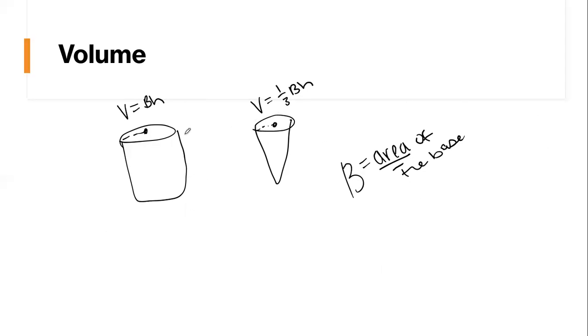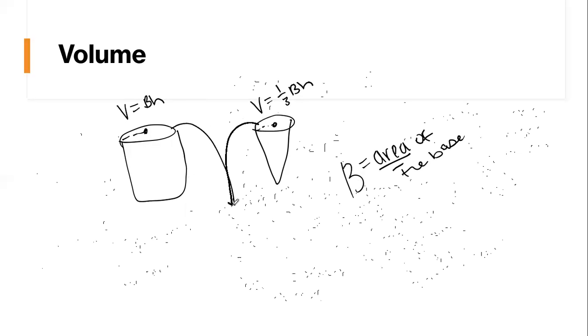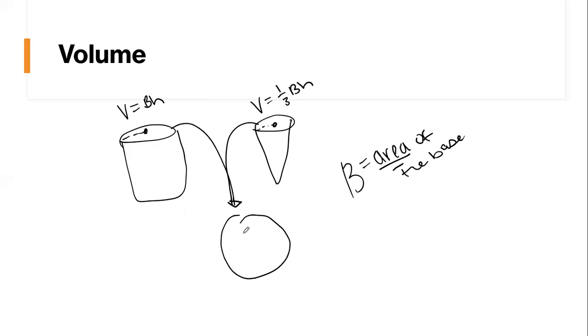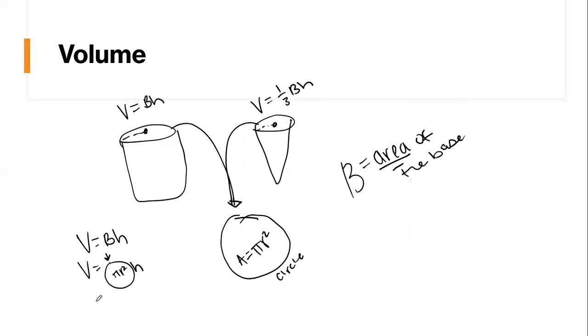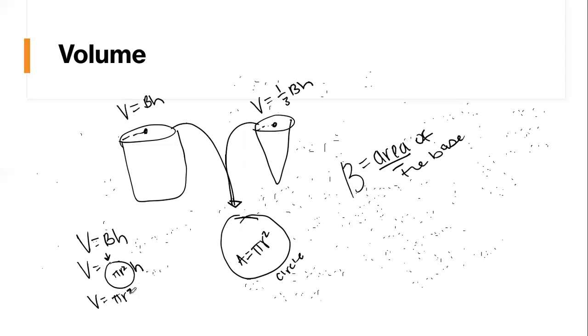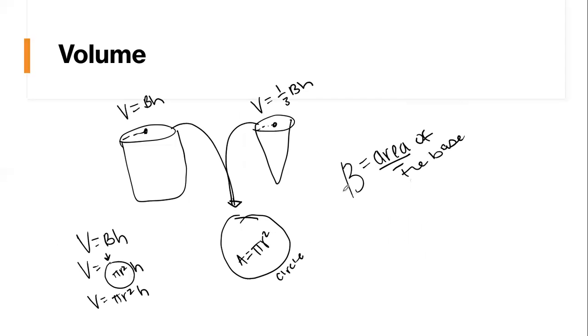Well, on a cone and a cylinder, the shape of my base is a circle. So on my formula chart, I look at the area of a circle, and the area of a circle is pi radius squared. So for the volume formula, V equals capital B times H, capital B turns into pi radius squared times height, because the area of a circle is pi radius squared.